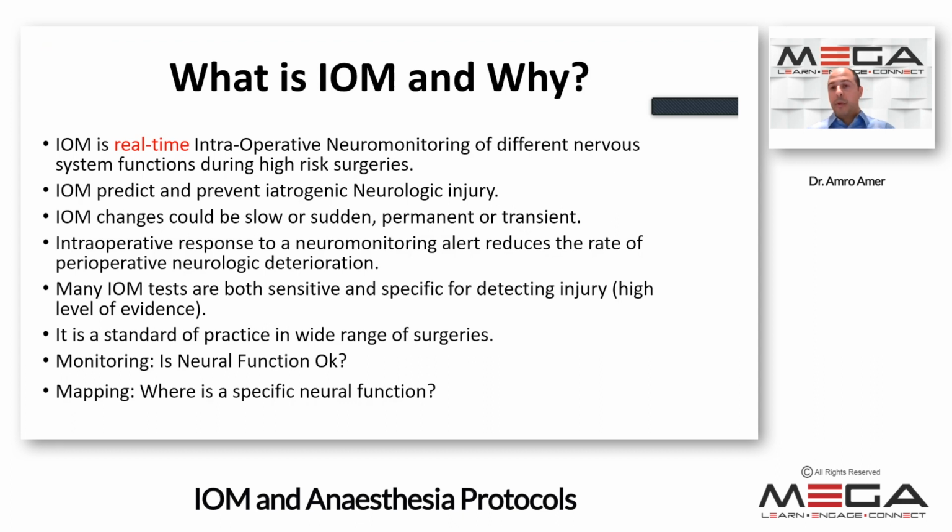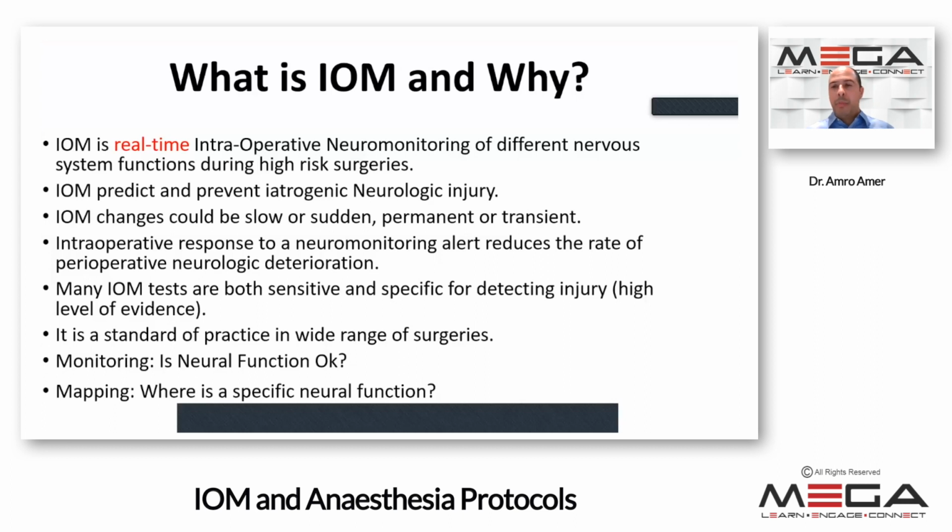First, we take a baseline before the surgery starts. If there is a change, we let the surgeon know, so he's able to adapt and modify what he's doing, or stop what he's doing. It has high specificity and sensitivity in many of the common tests we use, to usually predict and prevent neurological injury. And if there is an injury, whether slow or sudden, permanent or transient, we have a way of saying with high predictability how that will end up.